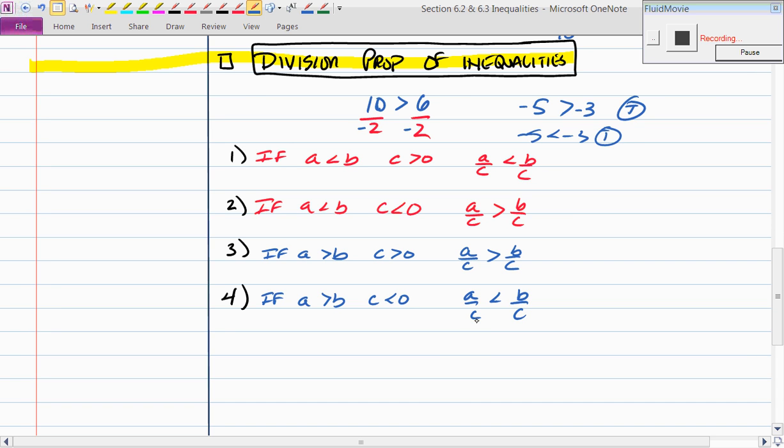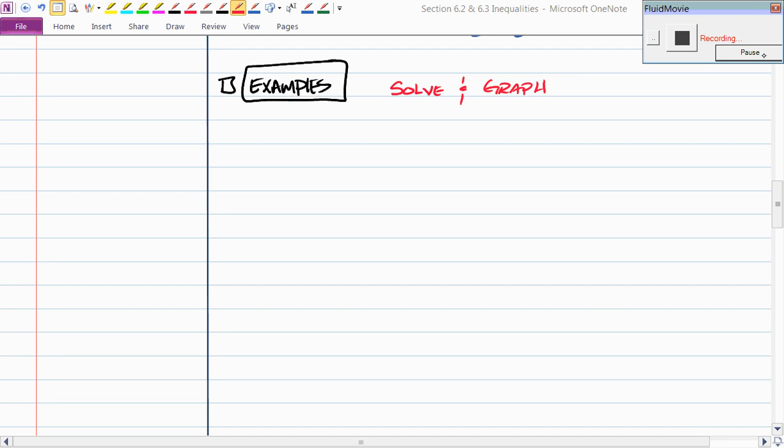Okay, here we go. We're going to do some examples together to illustrate all the properties that we've learned so far. We're going to solve and graph. So we're going to do these together. Here we go. Number 1. We're going to solve negative 4x is less than 36. Negative 4x is less than 36.